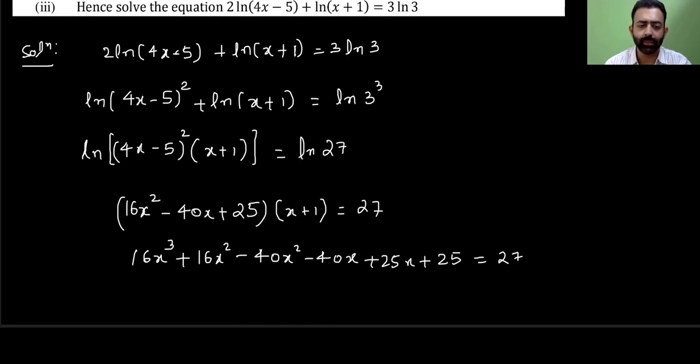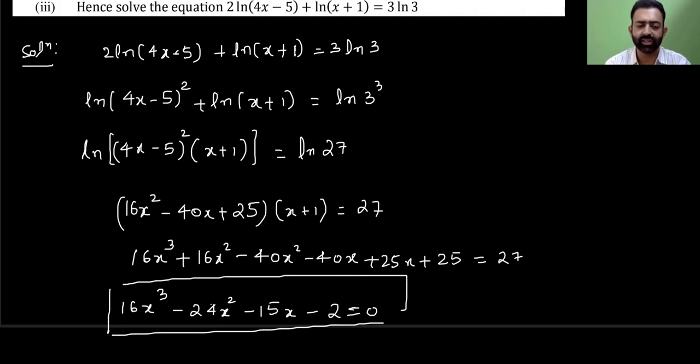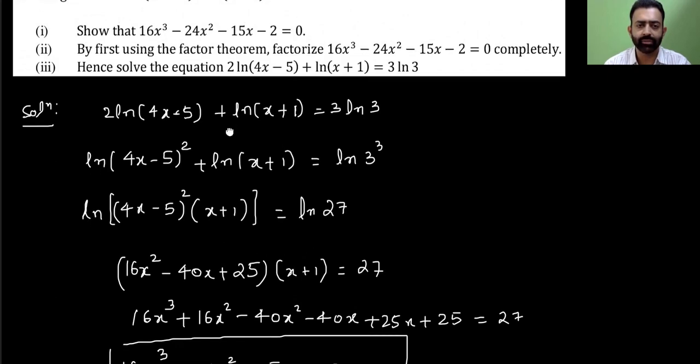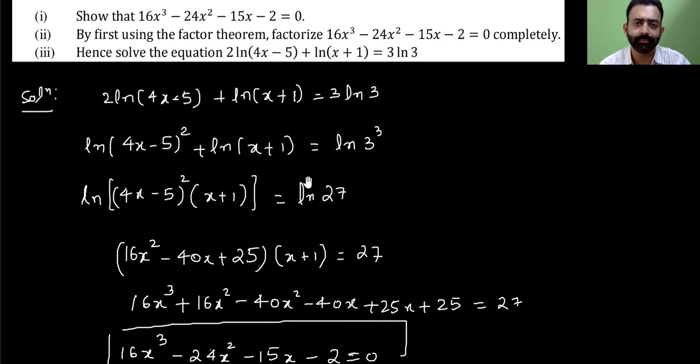Okay. Now last step, after simplifying, I will get 16x cube. The coefficients for x square are minus 40 and plus 16, so you will get minus 24x square. Total for x is minus 15x. And then 25 minus 27 is minus 2, so minus 2 is equal to 0. I think this is the final expression that the question was asking. Yes, 16x cube minus 24x square minus 15x minus 2 is equal to 0. Right? Hence we have shown this. This is your first part.